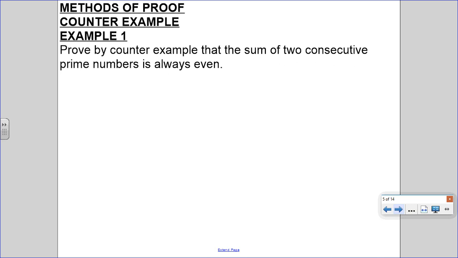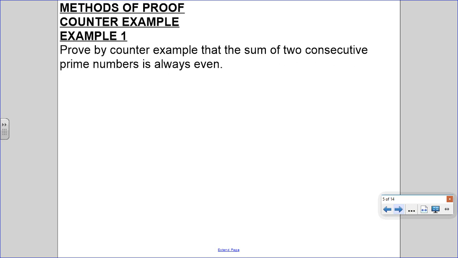Final one then, proof by counterexample. So this time I just need to find any example where this does not work. That's all we've got to do. So proof by counterexample that the sum of 2 consecutive prime numbers is always even. So similar to exhaustion, I'm going to try and find random ones. But by counterexample, I just need to find one thing that disproves this statement, okay? I need to disprove that the sum of 2 consecutive prime numbers is always even.